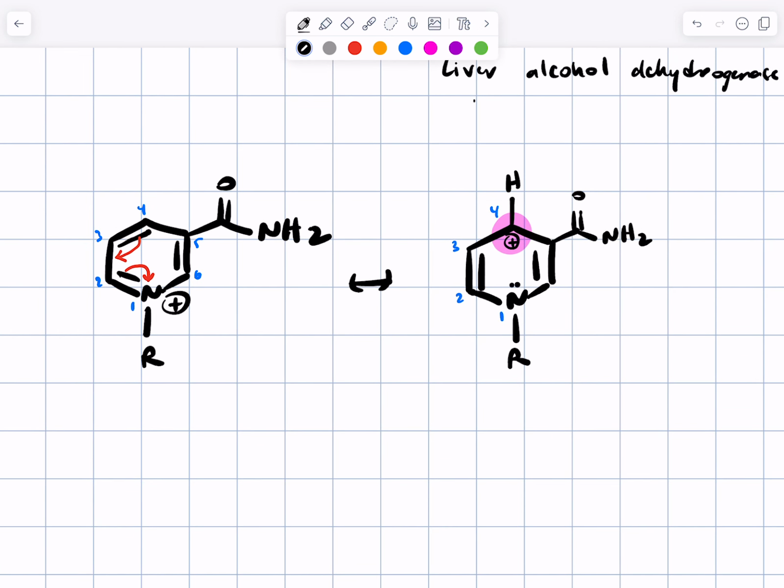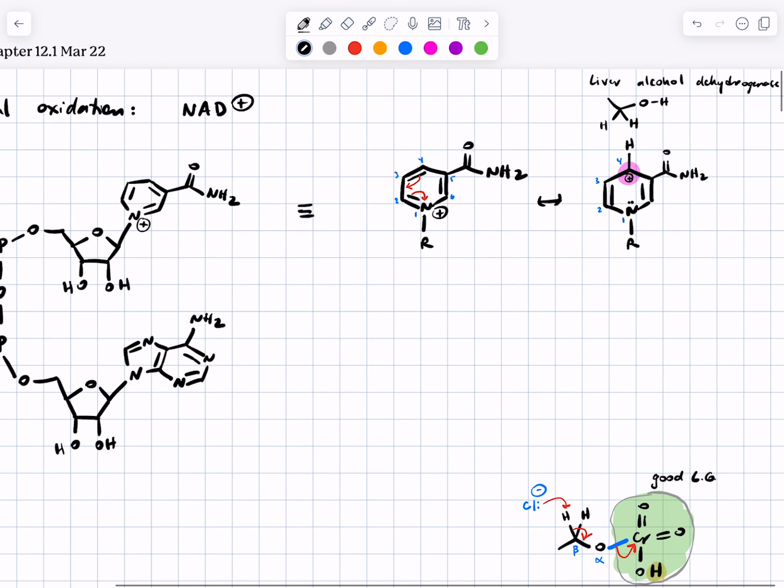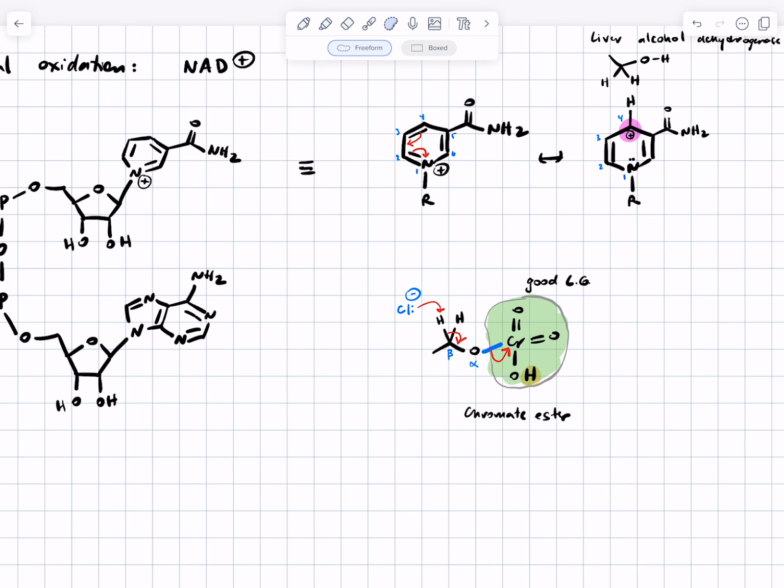So here is ethanol, and here is how your body gets rid of ethanol. And I want you to compare this to what you saw earlier for the PCC oxidation of an alcohol to an aldehyde.